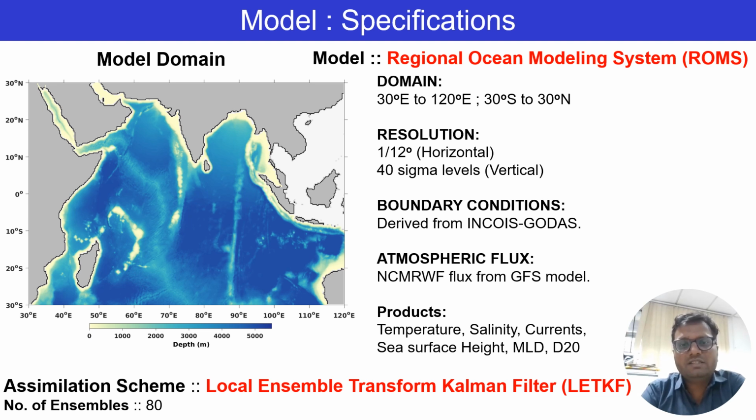used. As this is a regional model which requires a boundary condition, the boundary conditions are obtained from INCOIS GODAS, and the atmospheric fluxes are obtained from the NCMRWF GFS model. The final ocean products are temperature, salinity, currents, sea surface height, MLD and D20. The assimilation scheme is LETKF, local ensemble transform Kalman filter, with 80 ensemble members.